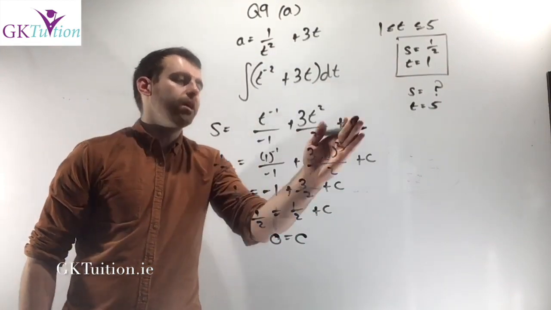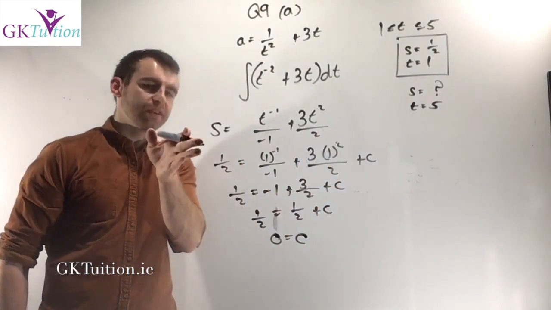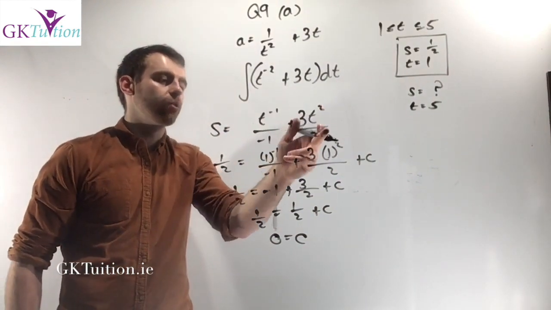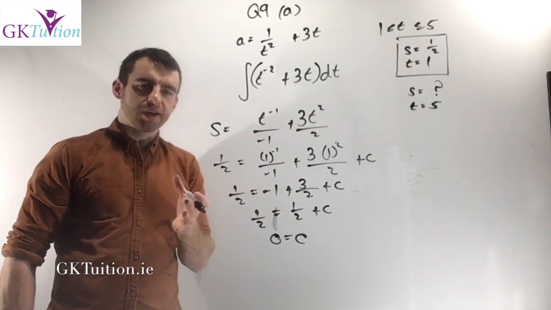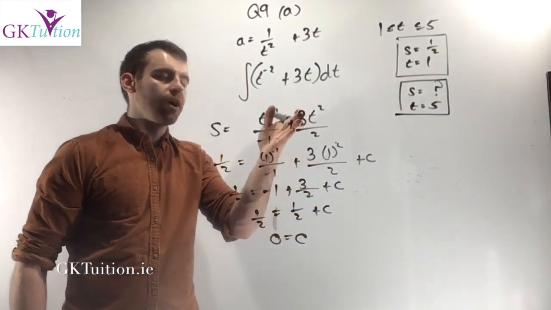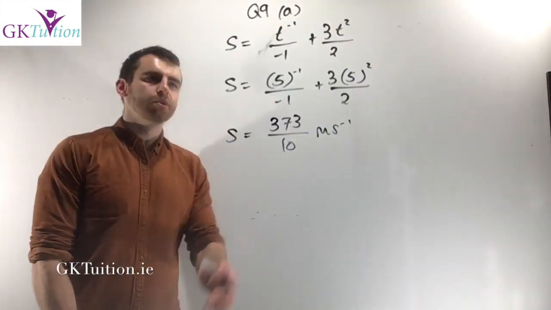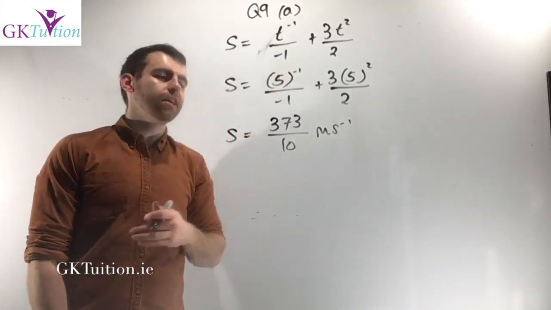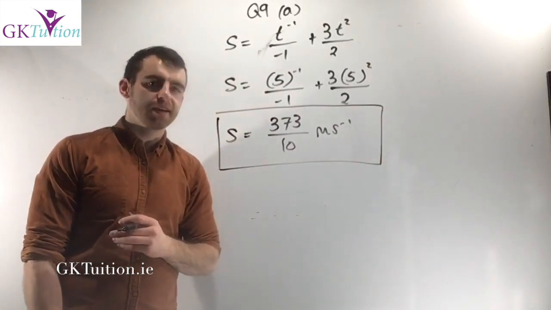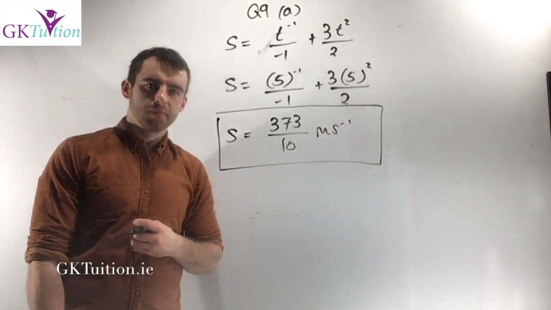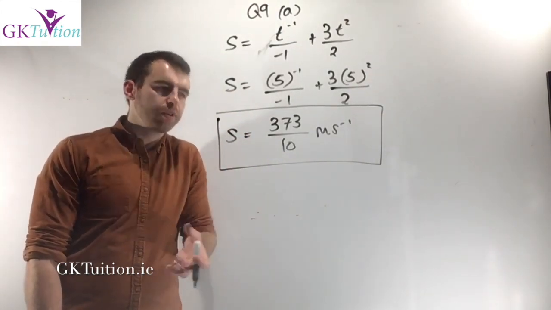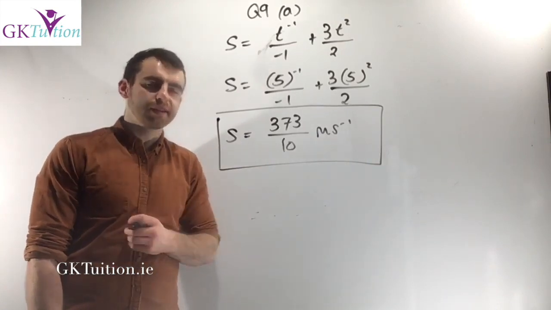Which means the c is irrelevant, and the speed of this particle is actually t to the power of minus 1 over minus 1 plus 3t squared over 2. Now to answer the question, all I need to do is sub in t equals 5. If I sub in t equals 5, I'll find the corresponding speed. So once I've got my speed, I simply sub in t equals 5, and the corresponding speed is 373 over 10 meters per second to the minus 1. There was nothing to indicate you had to leave it as a fraction, so if you left it as 37.3, then that's fine. You get the full marks either way.